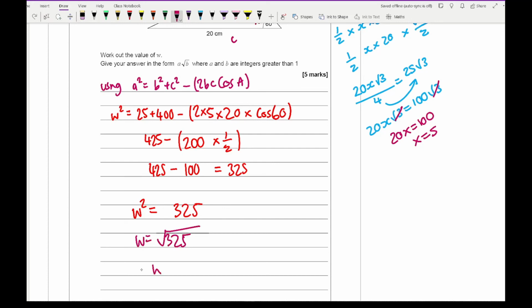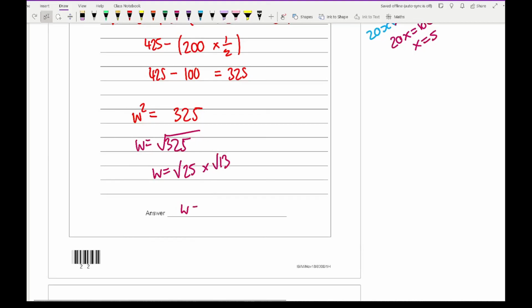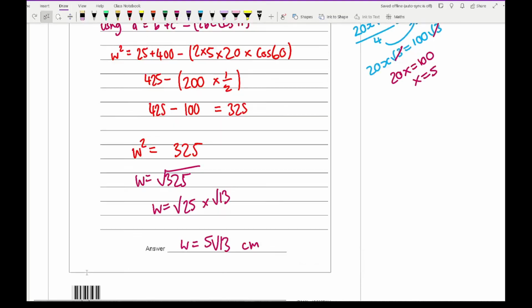And then I can simplify this square root. So I've got 25 times, and how many 25s go into 325? Well, that's just going to be 13. So then my final answer is that w equals 5 root 13. That's going to be in centimeters if I'm not mistaken.